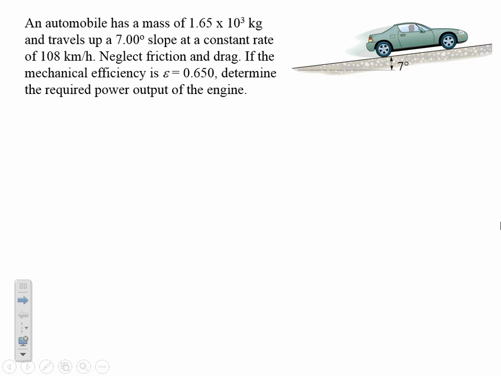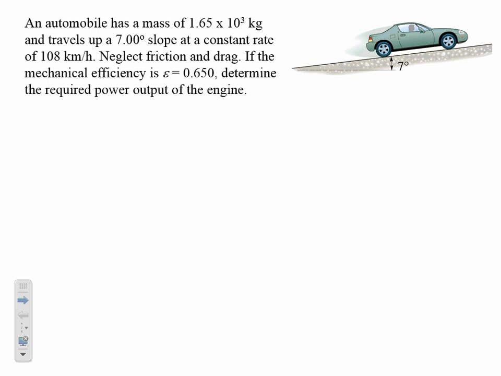This is the second example for generating power from lecture 3.5. In this situation we have an automobile with a given mass, 1,650 kilograms, traveling up a slope that has a 7-degree angle from the horizontal at a constant speed of 108 kilometers per hour.